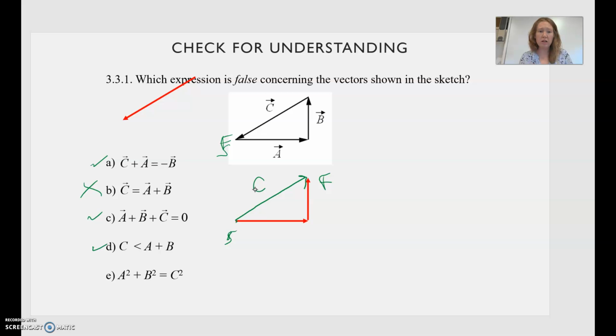Does A squared plus B squared equals C squared? According to the Pythagorean theorem, yes, that's true too. From geometry, not from physics. All of these are math things, right? So then I'm picking B is the false one. Okay.